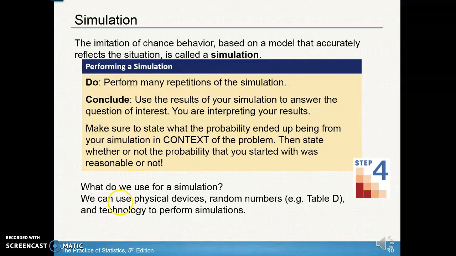All right. And then what do we necessarily use for a simulation? How can we use a simulation? We'll often use random numbers or random integers from your graphing calculator or some sort of technology to perform simulations. So go ahead and take a look at the next recording to show how to perform a simulation.